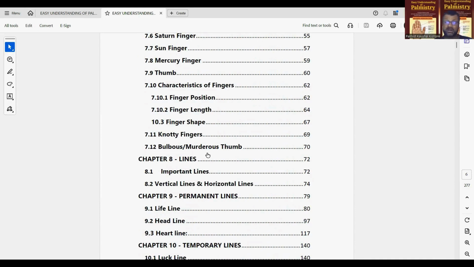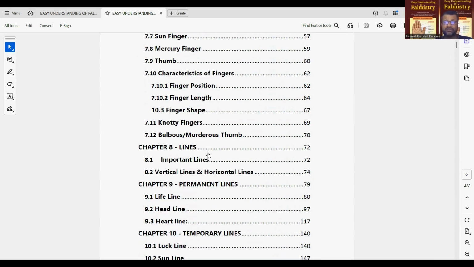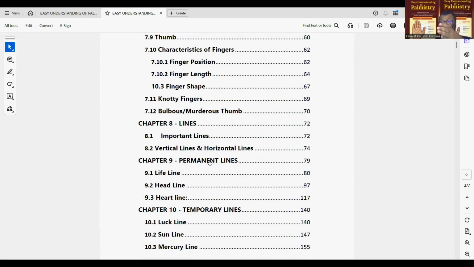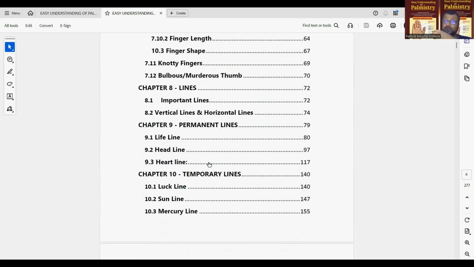Then bulbous thumb, murderous thumb. What is the exact meaning of this? People are scared when they see either themselves or any of their family members having a bulbous thumb. Whether we should be scared of it or not. Then lines, important lines, vertical line or horizontal line. How does it impact? Then it will go to the permanent lines.